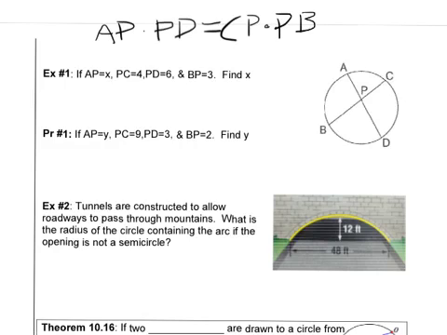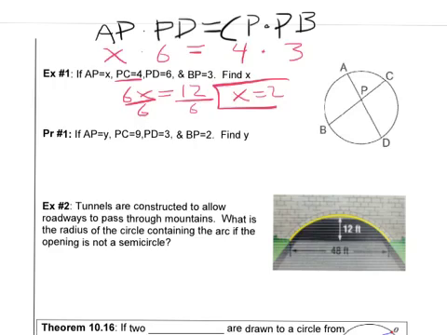Alright, now let's just plug everything in according to the information they gave me. They said that AP is X, they said that PD is 6, they said that BP is 3, and CP is 4. Well, that means that I have 6 times X equals 4 times 3, which is 12. I divide by 6, divide by 6, and I got X equals 2.